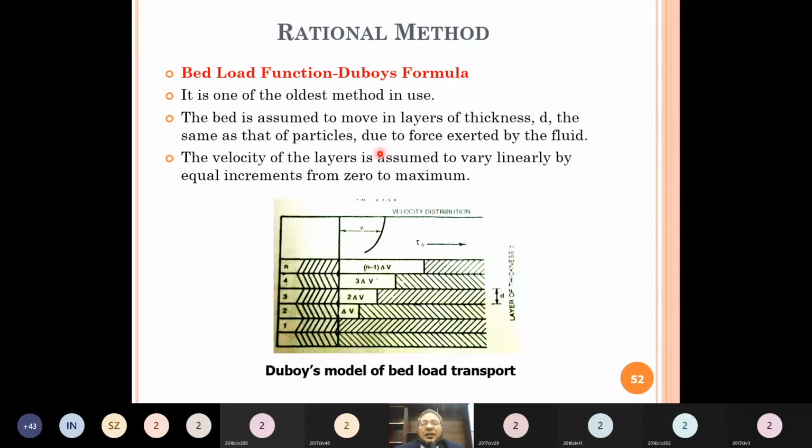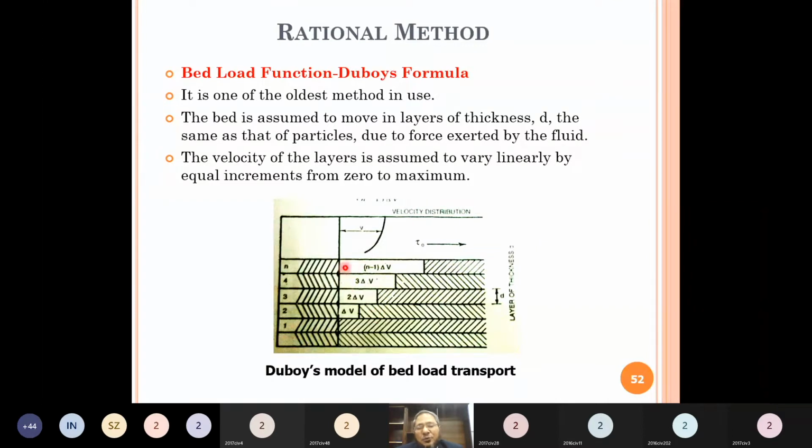This is due to force exerted by the fluid. The fluid is moving in this direction, having certain depth of flow. This may be the water surface, and this is the bed of the channel here. The water is flowing in this direction. So when water flows in this direction, it will apply a shear stress on the bed in this direction, due to which the layers of the bed will move like that.